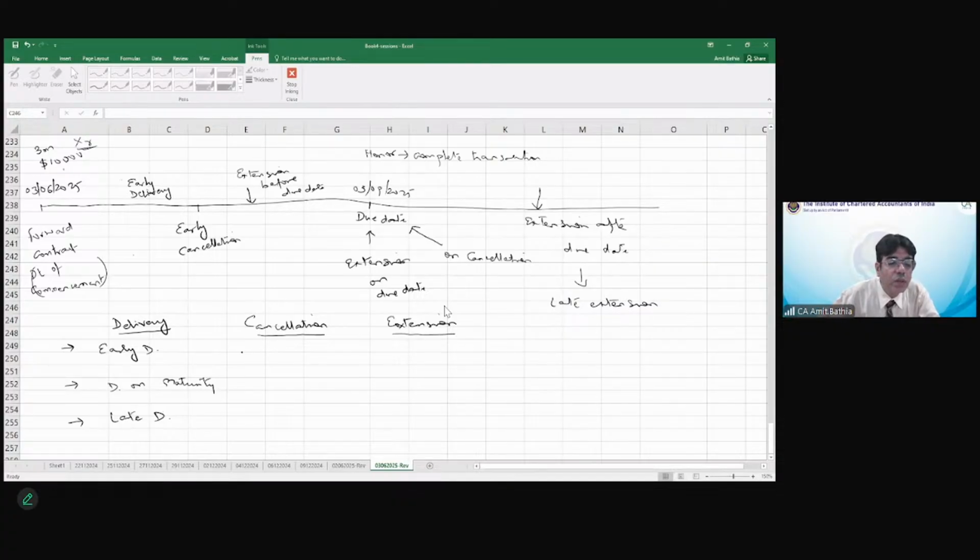Similarly, cancellation also, you can have again three options. It can be early cancellation. What do you mean by early cancellation? Prior to the due date, right? So you have early cancellation. Then you may have cancellation on maturity or due date. And third one is late cancellation.